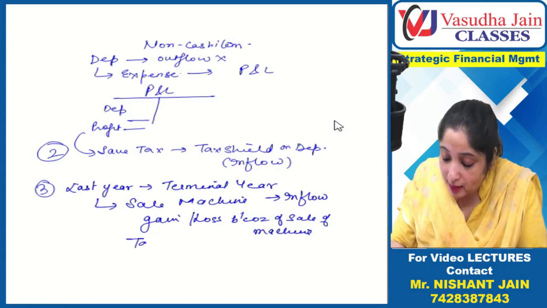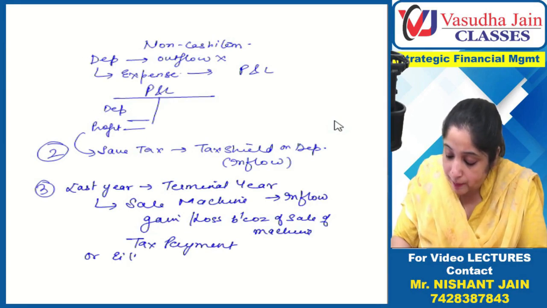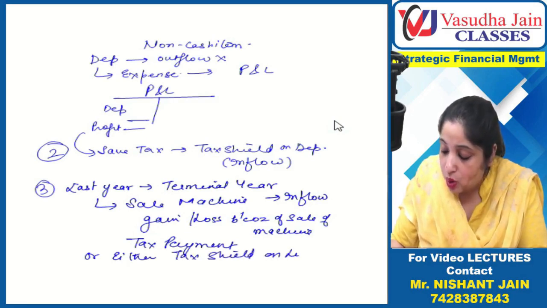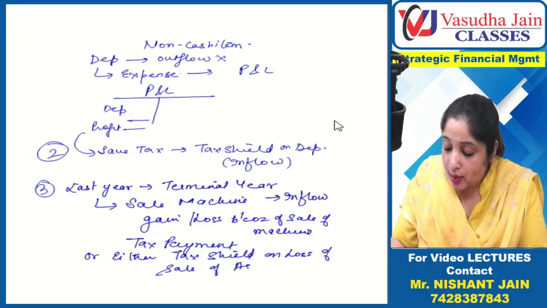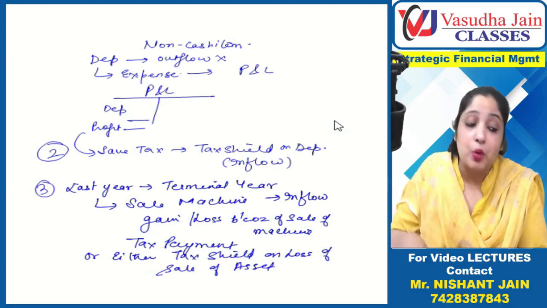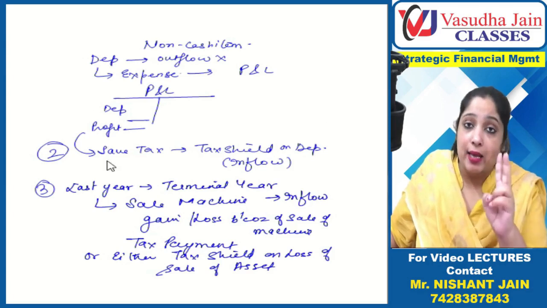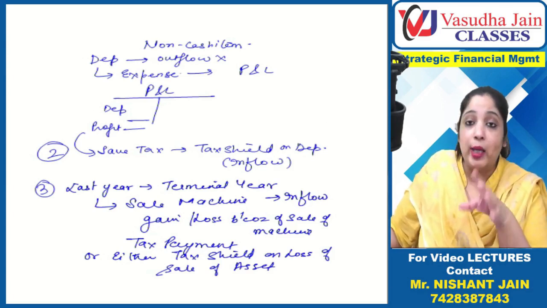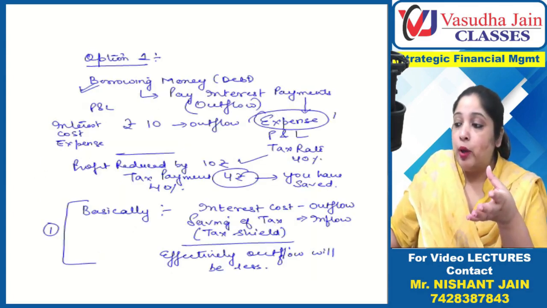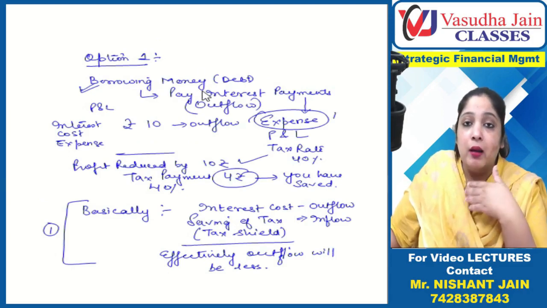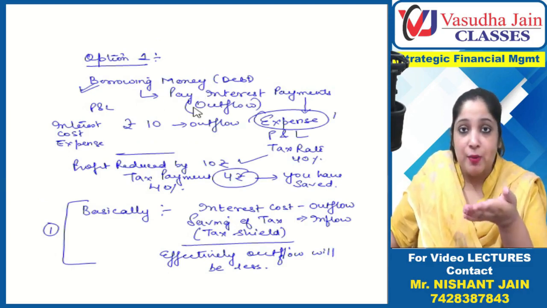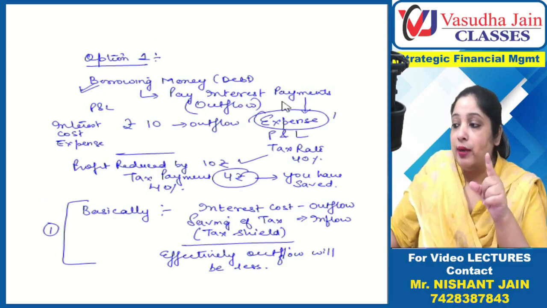So there will be either tax payment, or there will be a tax shield you will get on loss on sale of asset. These are also the inflows and outflows that we have to consider while studying this chapter. So these are the three main areas when you will be evaluating option 1, if you are going to borrow money and purchase the machine. In that scenario you have to see what is the interest payment.